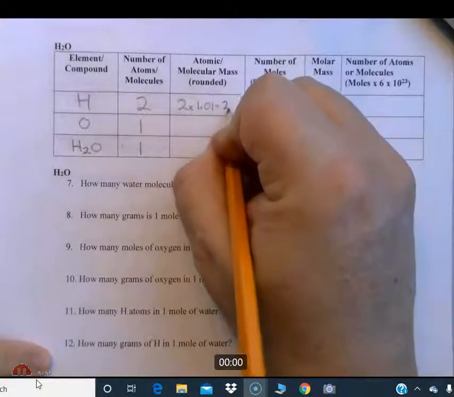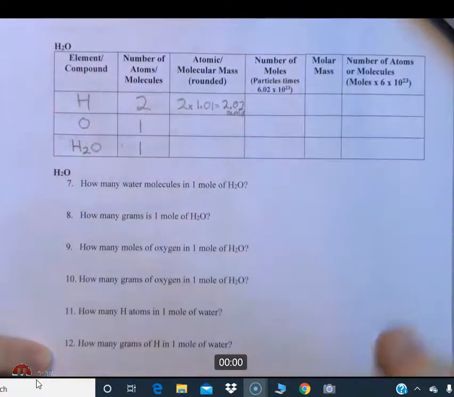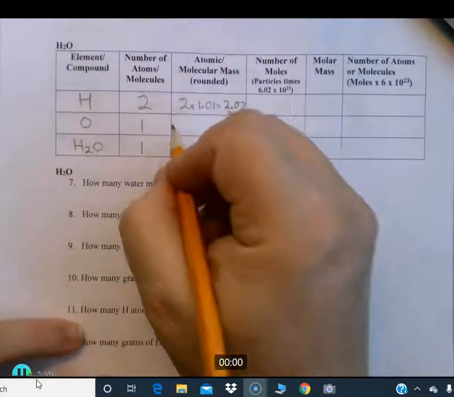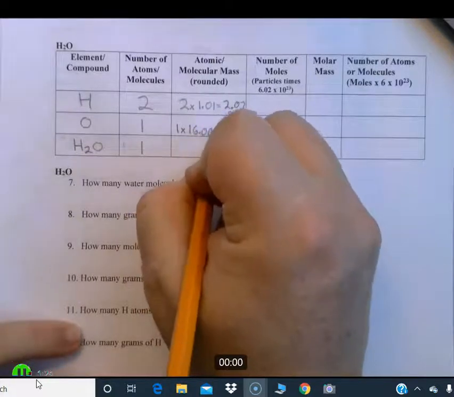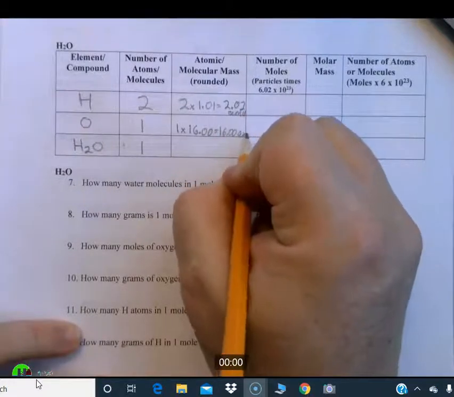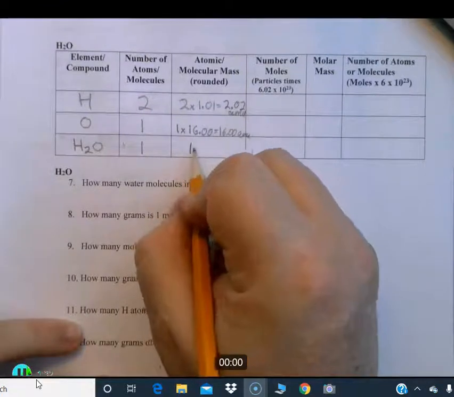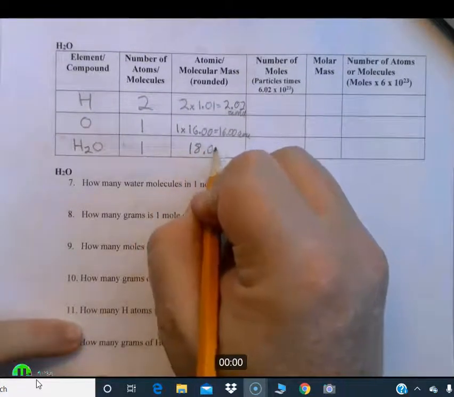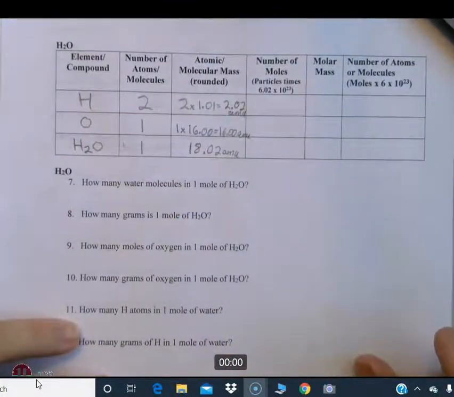Okay, so here we're going to have 2.02, and that's in atomic mass units. That's 2 atoms of hydrogen. Here we have 1 times 16.00 equals 16.00. And that's atomic mass units, AMU. And if you add that together for the entire molecule, you have 18.02 atomic mass units for 1 water molecule.